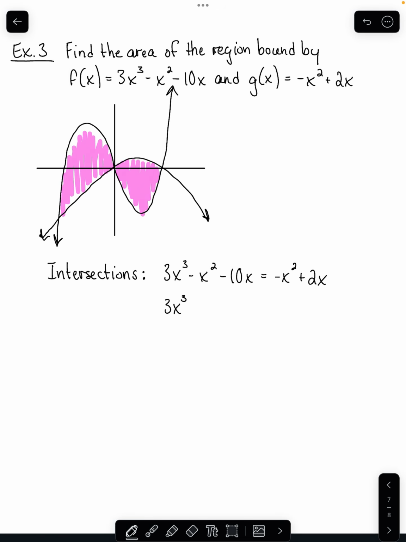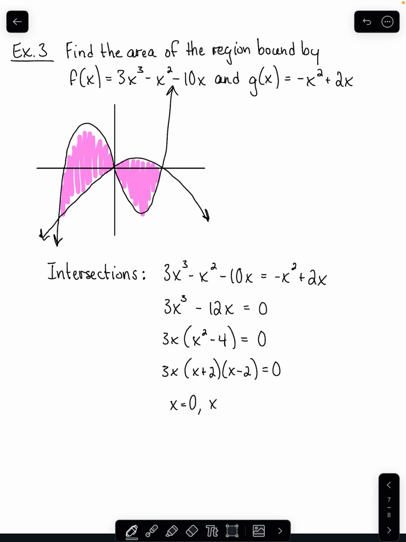Moving all terms to one side, the x squareds will cancel out, and we will have 3x cubed minus 12x is equal to 0. And fortunately here, we can factor out a common 3x. And that leaves us with a simple polynomial to work with. Thus resulting in x equals 0, x equals negative 2, and x equals positive 2.